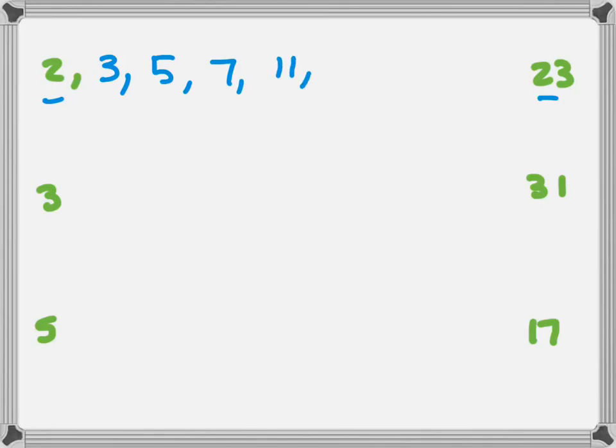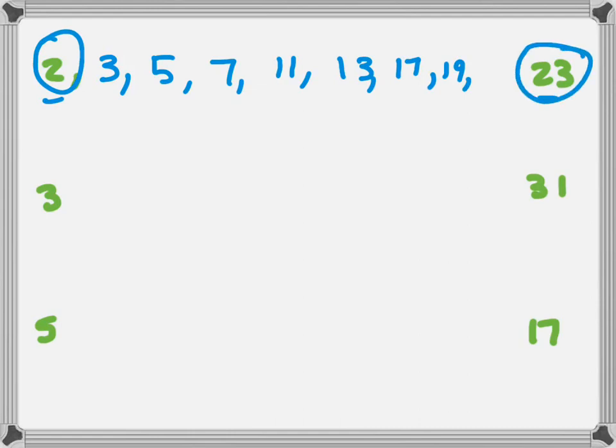11 is a prime number. There's nothing that goes into 11. 13 is a prime number. Nothing goes into 13. 14 isn't, because it's 7 times 2. 15 isn't, that's 5 times 3. 16 isn't, that's 4 times 4. 17 is a prime number. 18 isn't, because it's 9 times 2. 19 is a prime number. Nothing comes to 19. 20 isn't. 21 isn't. And 22 isn't. So those are our numbers between 2 and 23 that are prime numbers.